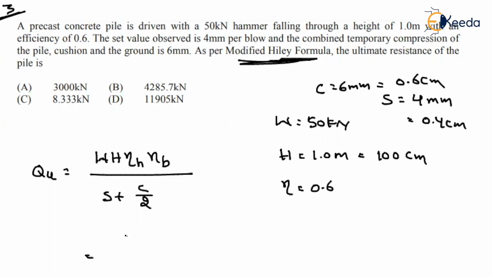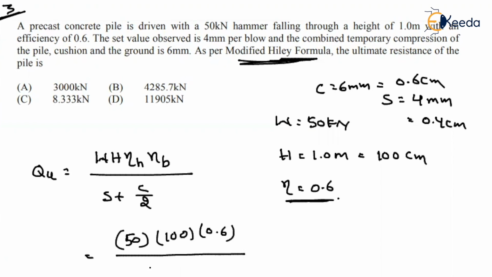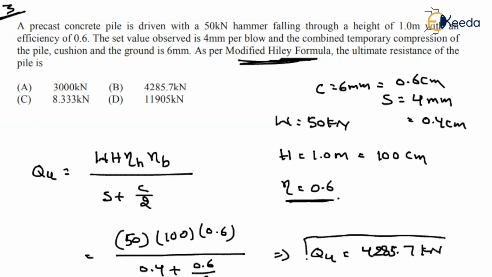Now substitute in the equation. Weight 50 kilonewton, H value 100 centimeter. As the given efficiency is a single efficiency, that means the combination of hammer and blow, that's why simply multiply by 0.6, divided by the settlement 0.4 plus the constant 0.6 centimeter by 2. So if you solve this, you will get the ultimate capacity equal to 4285.7 kilonewton.